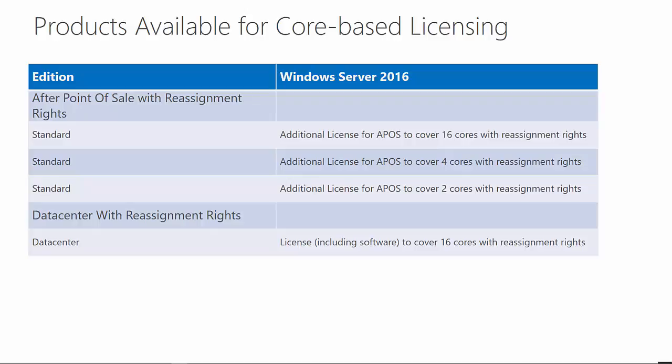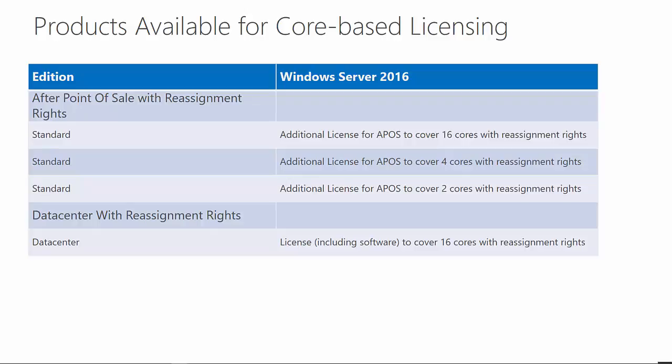Now, where things have started changing, and some of these changes started coming through with Windows Server 2012 R2 over the course of the last year or so, is we've got some additional products now available in the OEM channel, and these are the after point of sale with reassignment rights. If we take a look at standard, what you can see here is we've got additional licenses to cover 16 cores, 4 cores, or 2 cores. So we can get an additional Windows Server license to cover additional VM workloads that we decide to run after the fact.